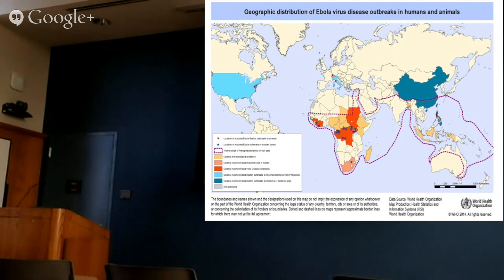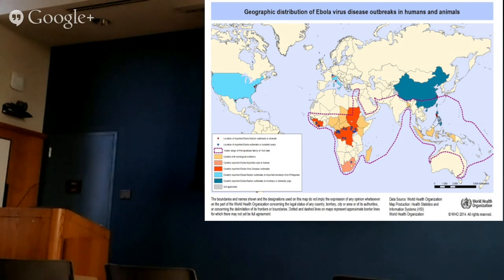This range is a very large range, so you could very well ask the question, why don't we see Ebola in some of these other places? And we don't have a very good answer to that question. You know, why not in northern Australia?